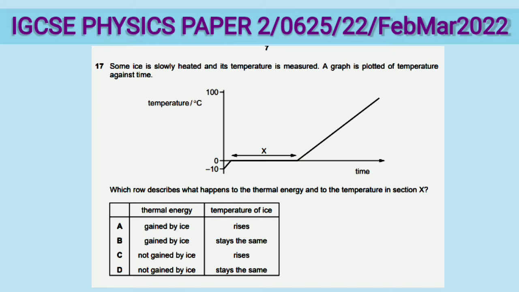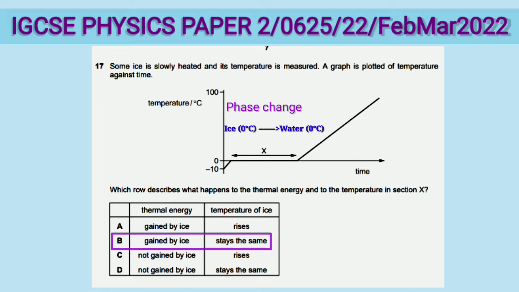We can observe the graph and see in section X temperature does not rise. That means whatever heat is being supplied is used for phase change. Ice at 0 degrees Celsius is getting converted to water at 0 degrees Celsius. That is, heat supplied is used for phase change. So correct answer here is option B. Thermal energy is gained by ice, temperature of ice stays the same.